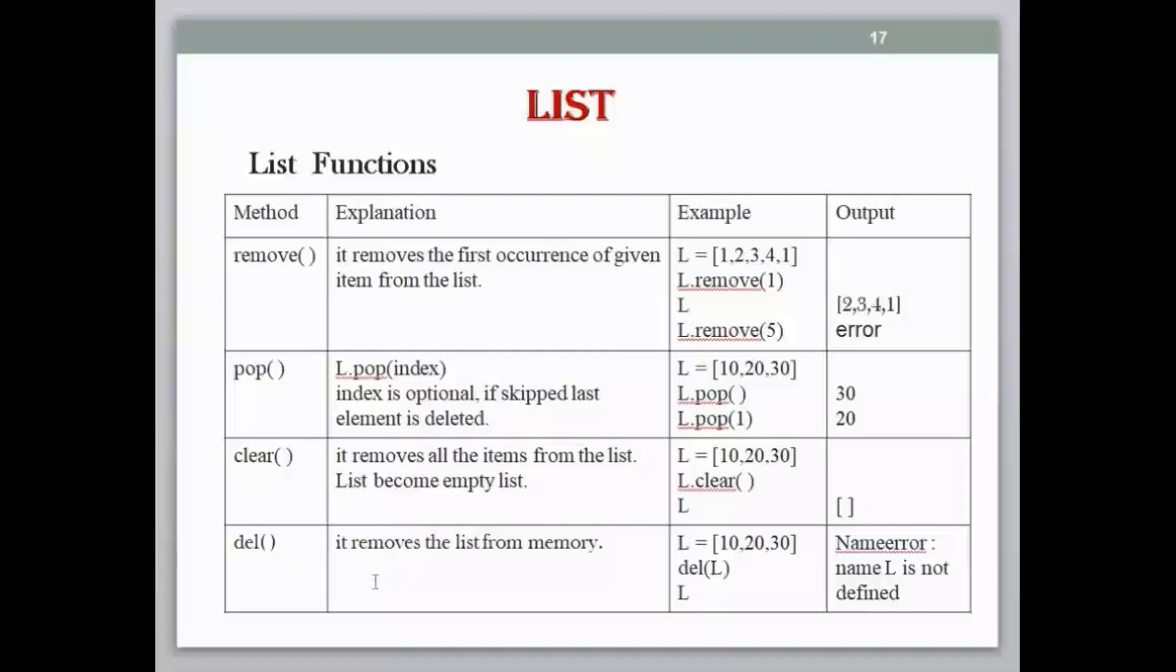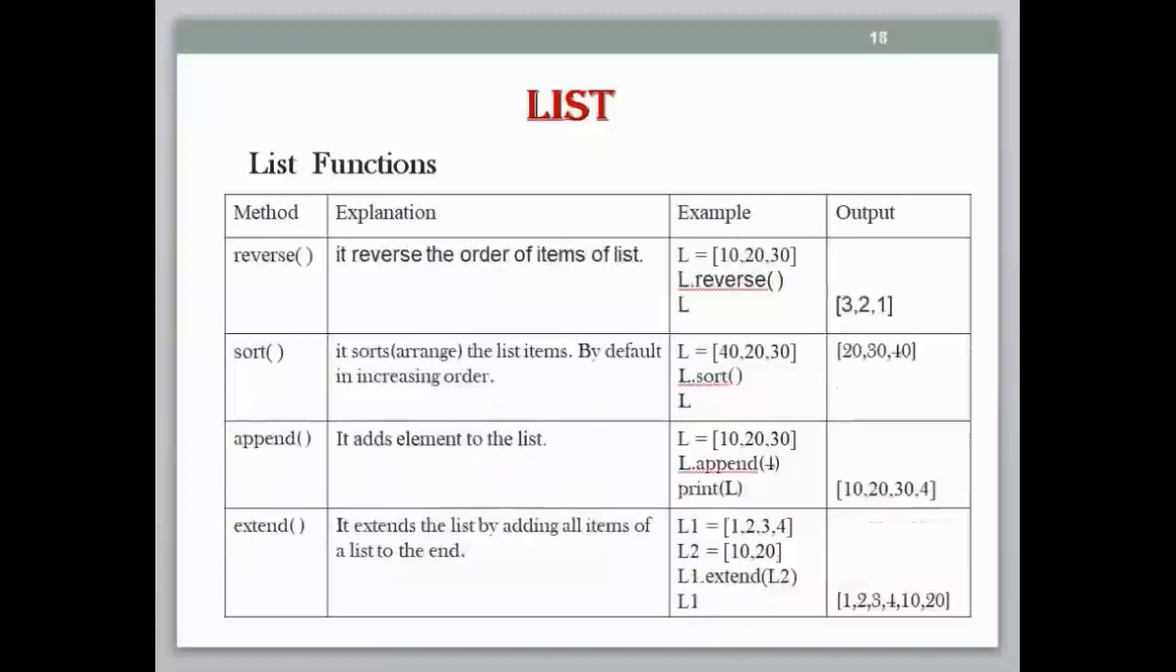Del function. It removes the list from the memory. If you have applied del L, now after this, if you want to print L, you will get an error. Name error. Name L is not defined. Here you can see the difference clearly. If you want to delete elements one by one, for that you have pop function. If you want to delete all the elements, not the structure, use clear function. If you want to delete all elements along with the structure, everything, then del function.